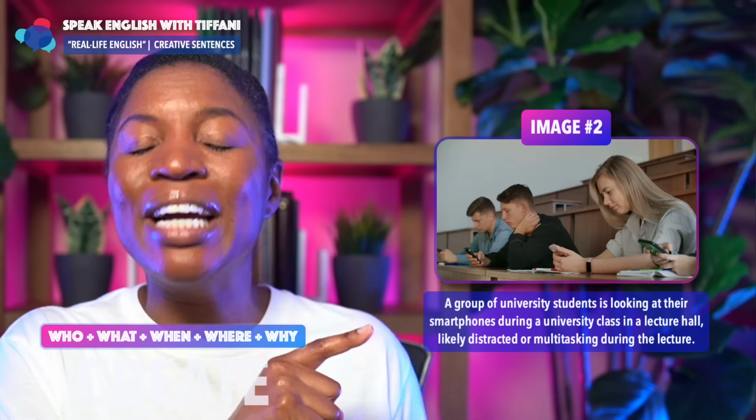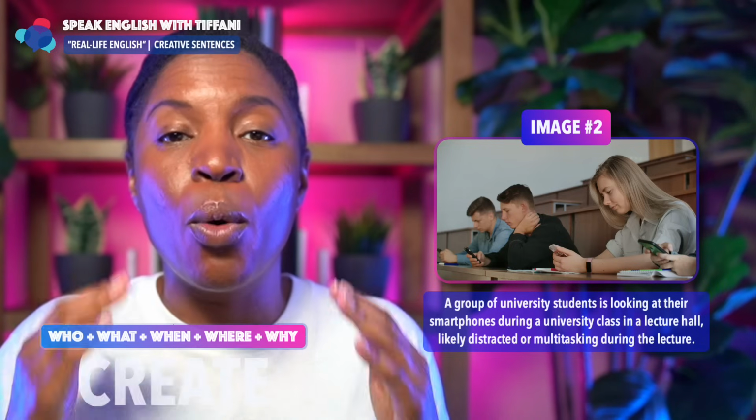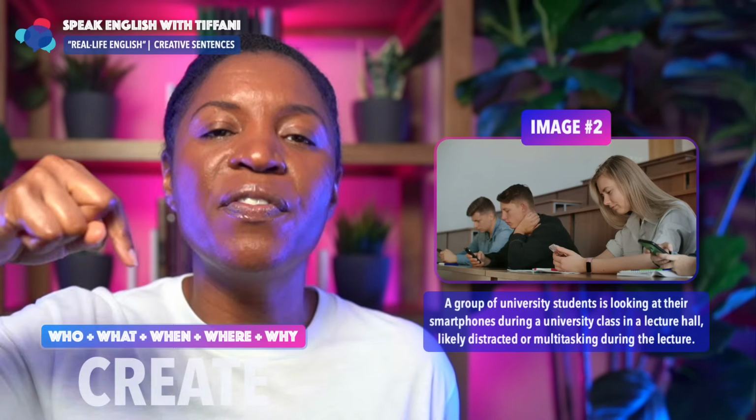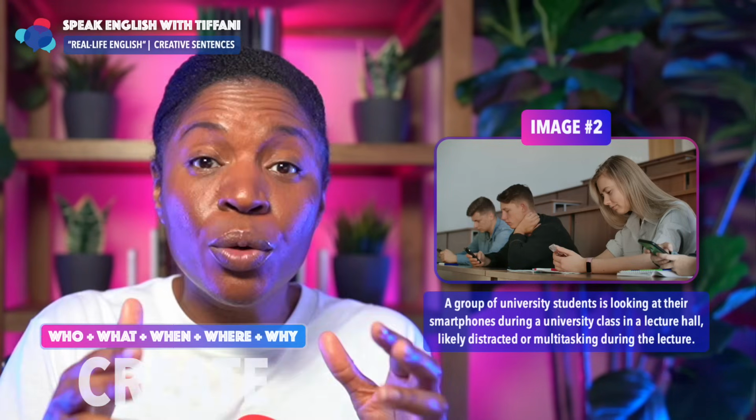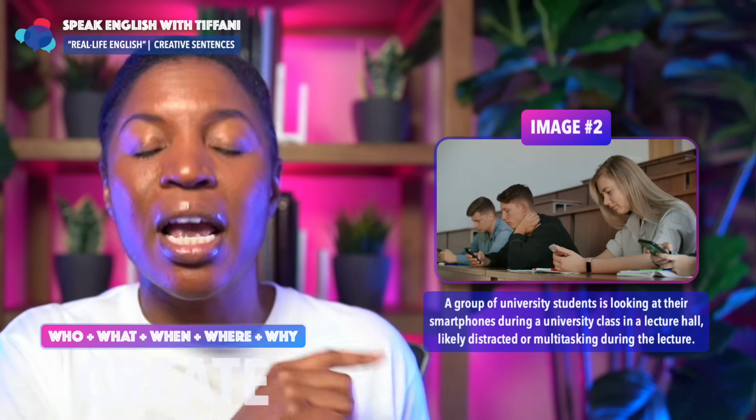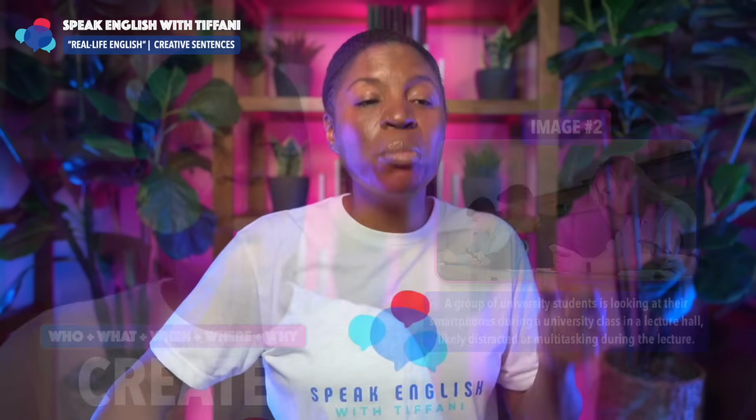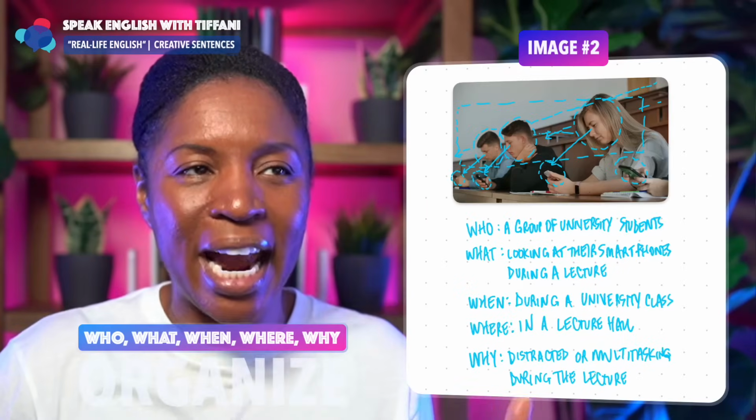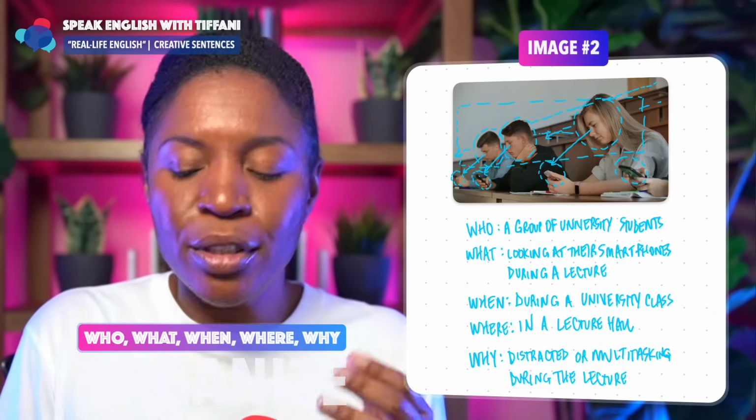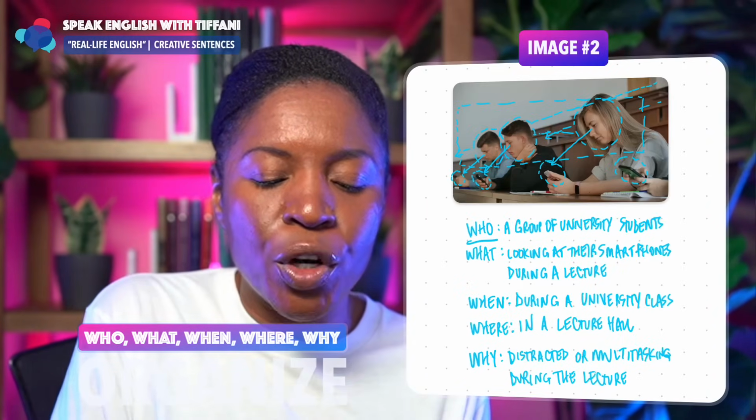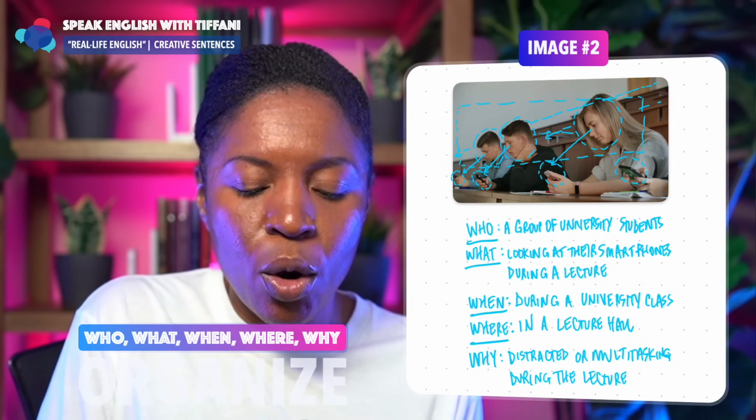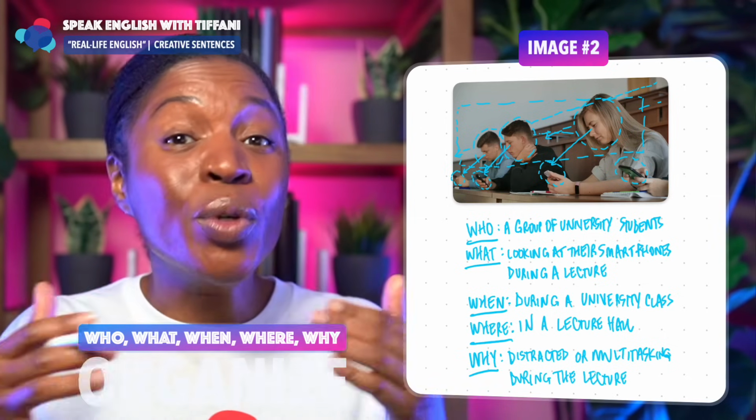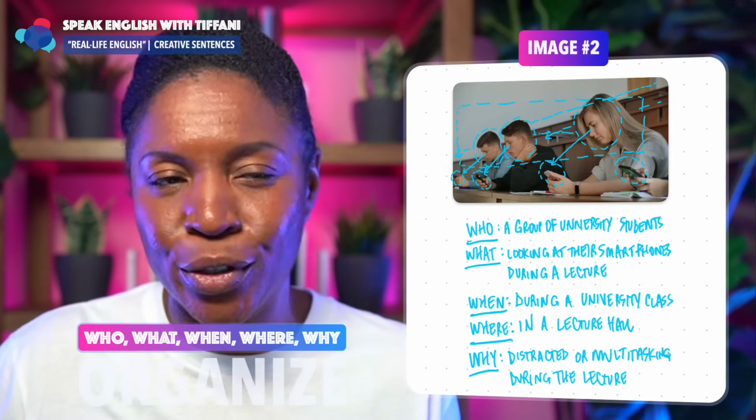This sentence right here is an advanced English sentence. Why? We have each of the 5 W's included in this one sentence. And what did we do? We simply started by being creative, looking at an image together and figuring out the who, what, when, where, and why. My friend, you can do this even when you're at home by yourself.